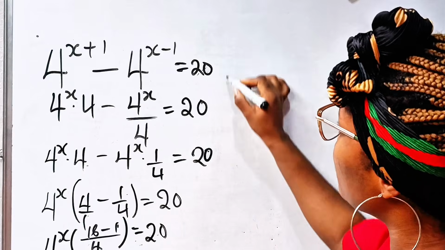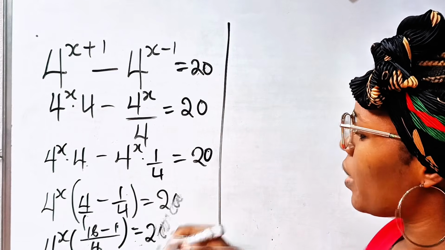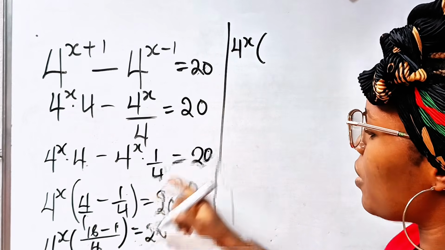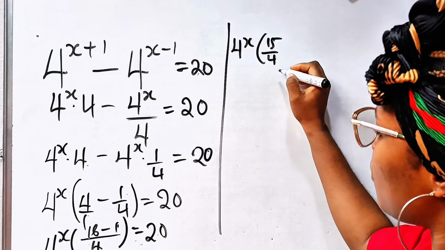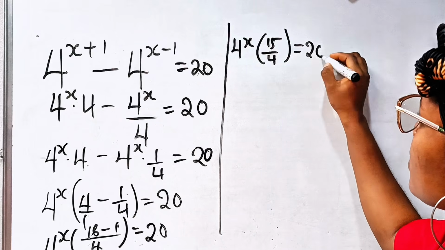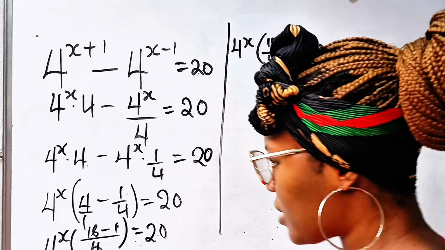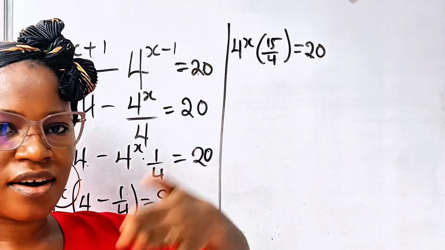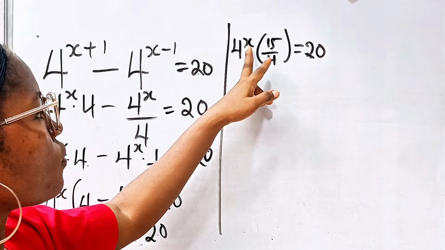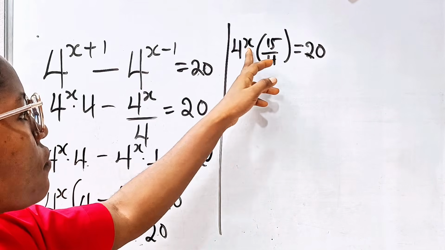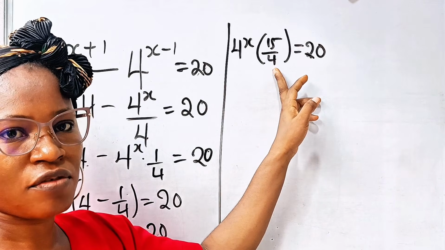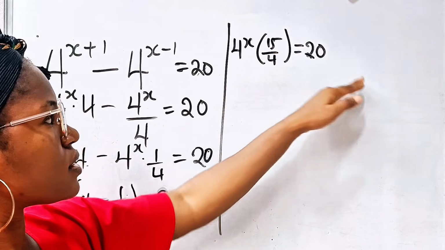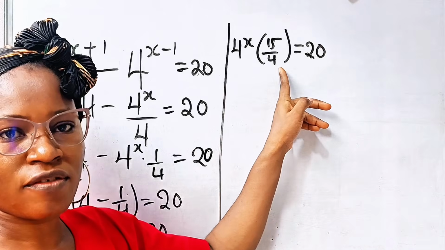So we draw a line. This is what we have. 4 to the power of x bracket 16 minus 1 will give us 15 divided by 4 is equal to 20. Now remember, we are looking for x, and the easiest way to do that is, I think I'm fast, let me reduce my tempo. So to find x, let's first of all remove 15 divided by 4. The only way to do that is to multiply both sides by the inverse of 15 over 4, which is 4 over 15.